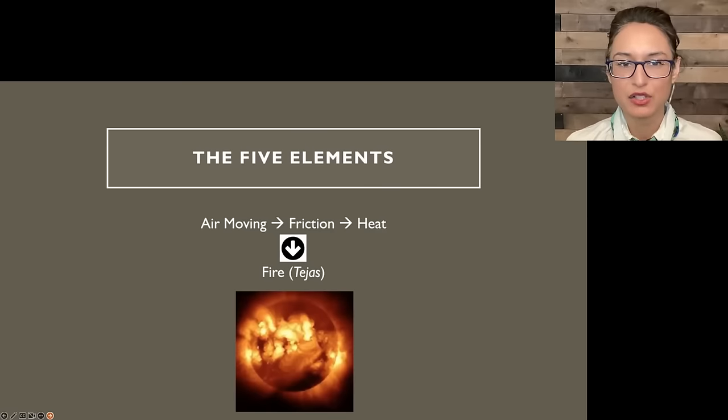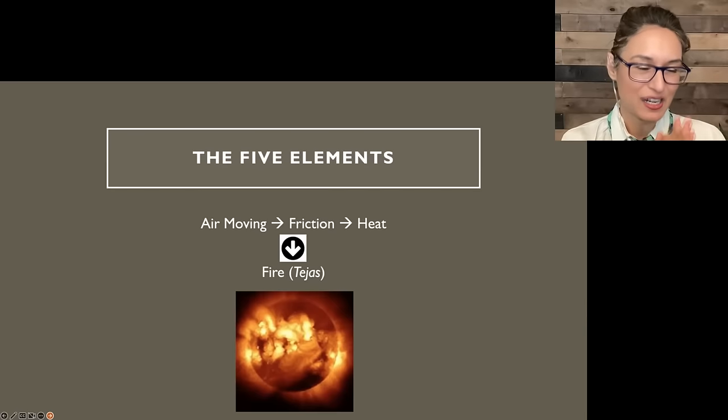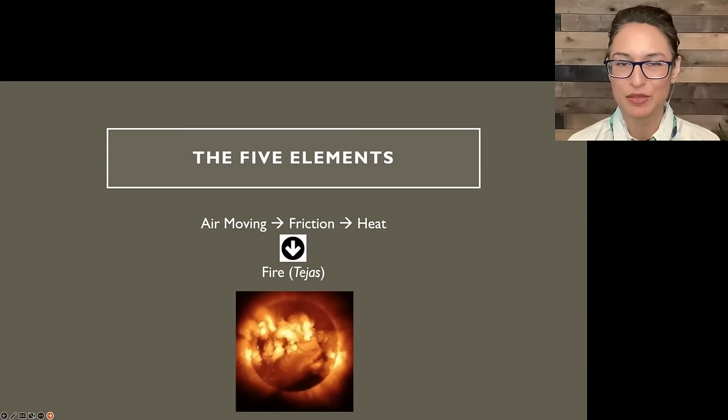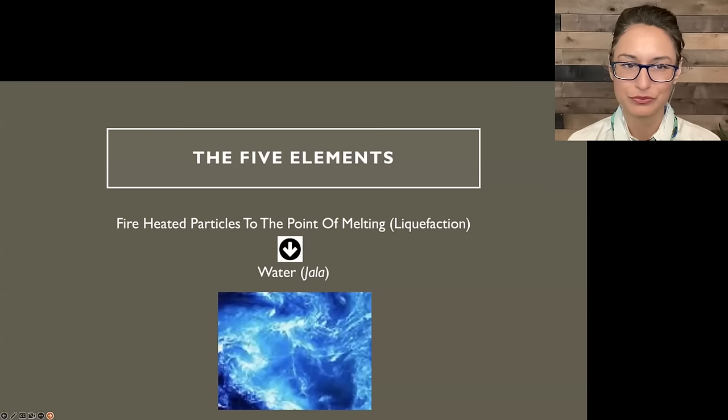So as air began to move, it naturally resulted in friction. And what happens when there's friction? Well, I'm rubbing my hands right now and immediately they're feeling warmer. That's because as air moves and creates friction, you have heat production. And so that production of heat created the element of fire. And then as the fire heated particles to the point of melting, you had a process of liquefaction that occurred. And through that process of liquefaction, you started to have the formation of the element of water.